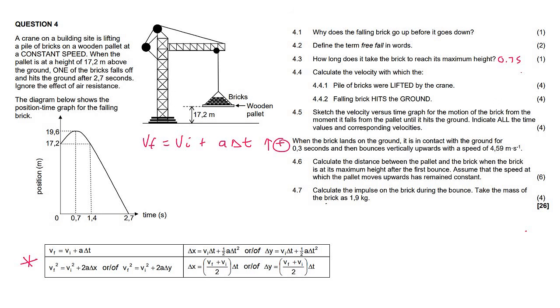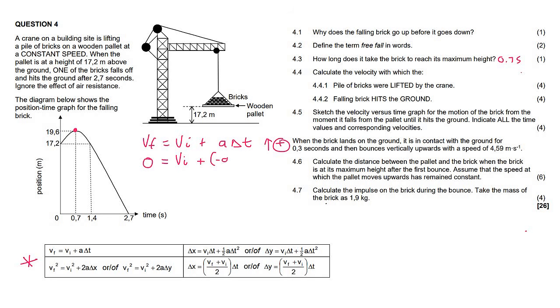Now, I'm only looking at the motion from when the brick was released until it reaches its maximum height. Remember, we said that it does reach a maximum height, as we can see on this graph. So when it does reach its maximum height, what was the velocity? Well, when an object reaches a maximum height, it has a velocity of 0. The initial velocity, when it leaves the pallet, we don't know what that is. So we say V I.